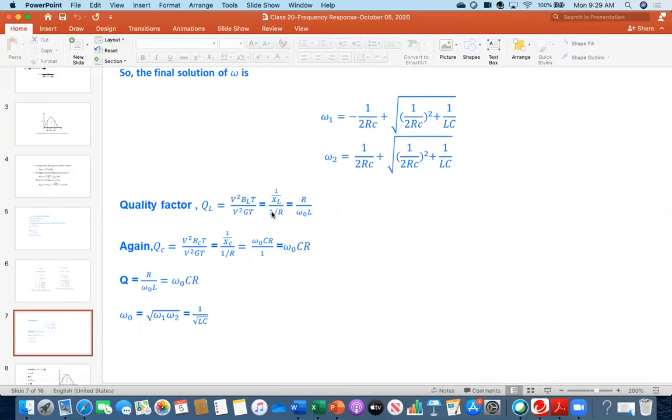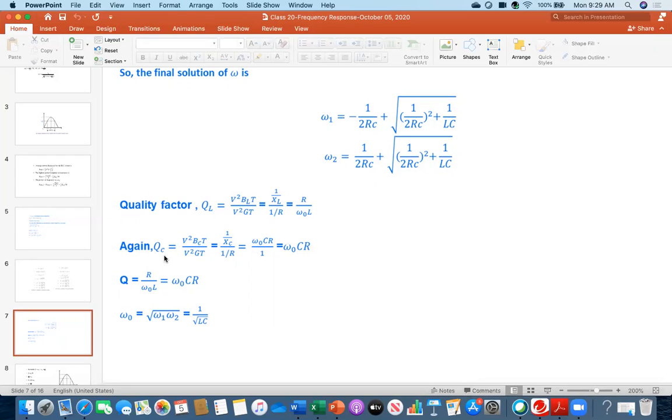Next, T gets cancelled, V square cancelled. What is BL? BL is 1 over XL. And what is G? 1 over R. Therefore, ultimately, R goes in the numerator, and XL is omega L. But I have written omega naught to indicate that this will be the quality factor at resonance.